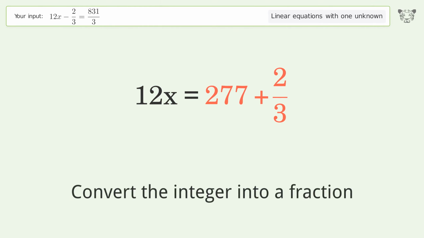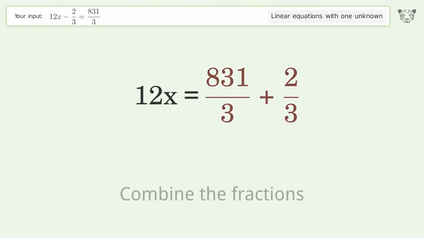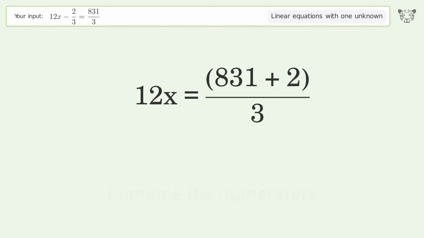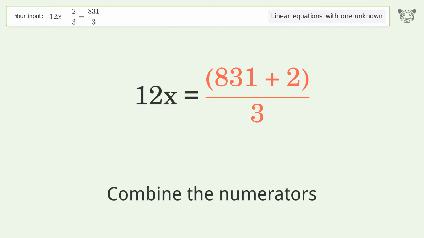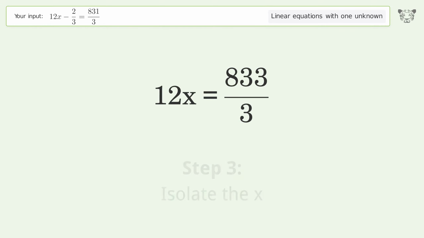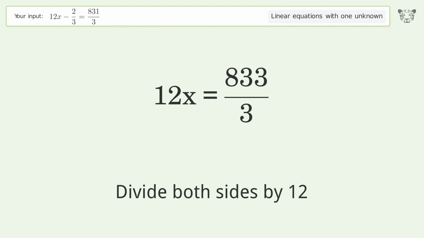Convert the integer into a fraction. Combine the fractions. Combine the numerators. Isolate the x. Divide both sides by 12.